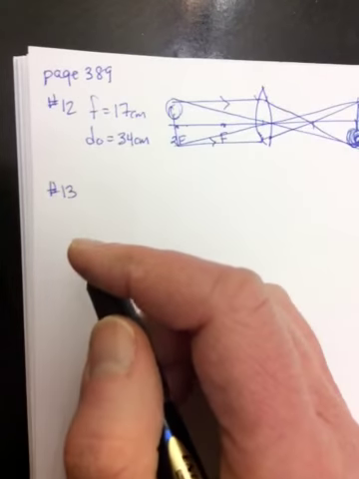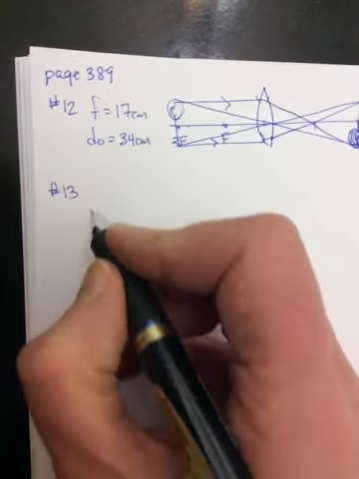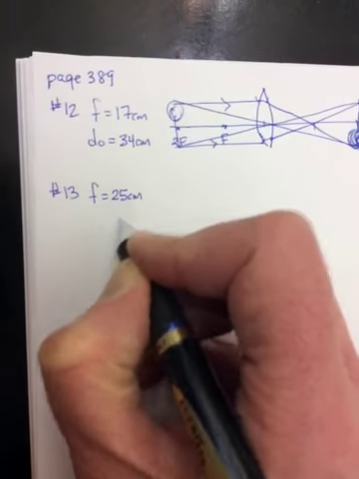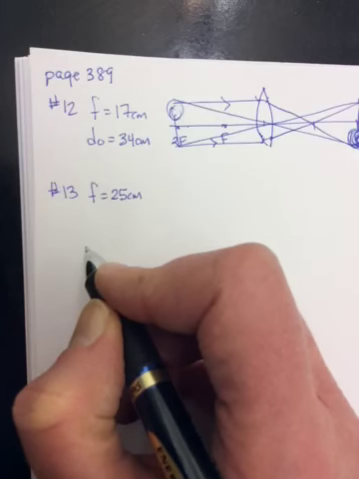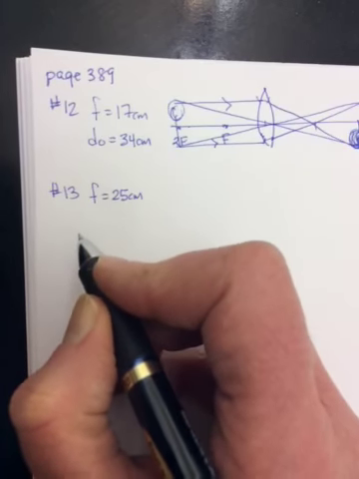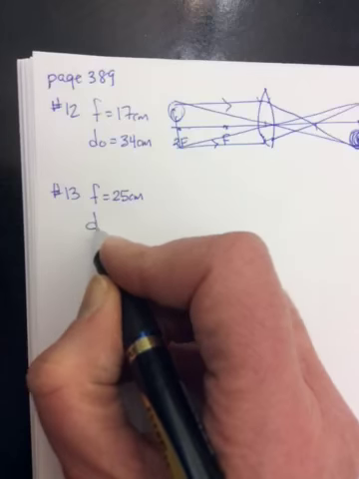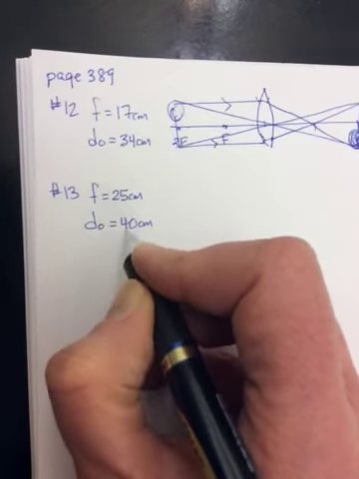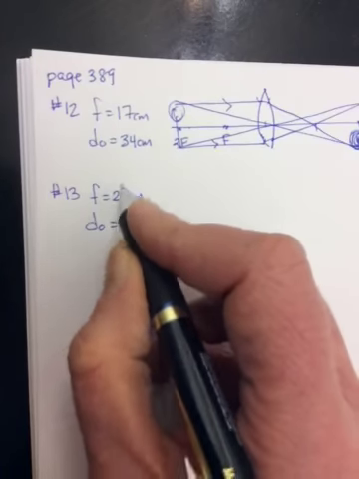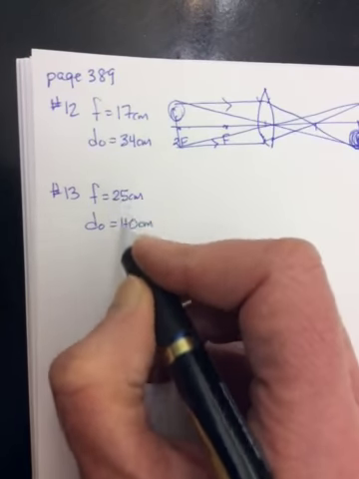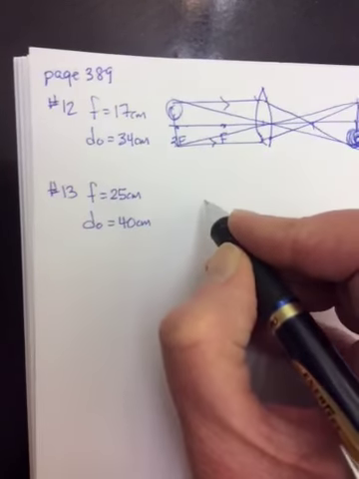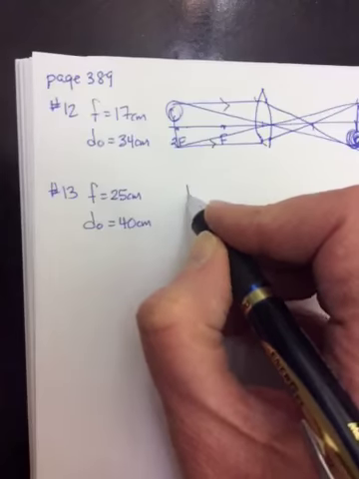Okay? Number 13. Convex lens of a copy machine has a focal length of 25 centimeters. The letter to be copied is placed 40 centimeters from the lens. So the letter is the object, and it's placed 40 centimeters from the lens. So it's between F and 2F, which means the image is going to end up being bigger, right? And it should be beyond F. So we're looking for DI.